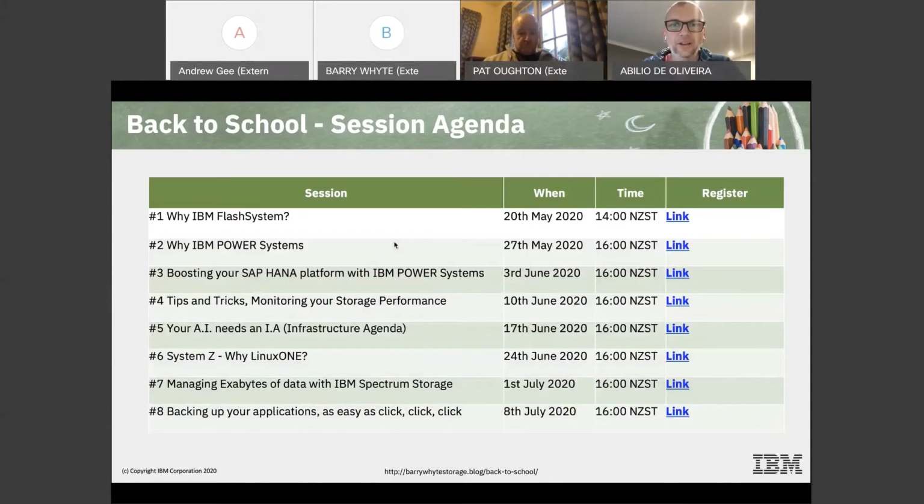So this is our agenda. We started mainly in the middle of May, and we are heading towards the end of this event. So I hope you're enjoying it so far. The next 2 sessions are in July, with me, about managing and protecting data. But this is not about storage today. This is about mainframe or LinuxOne, or maybe Pat has a new fancy name to call it.